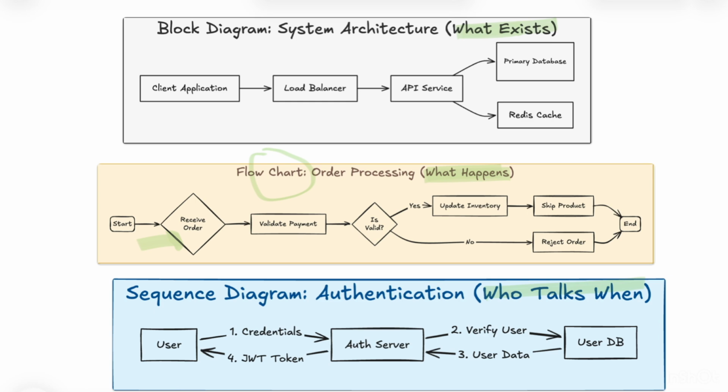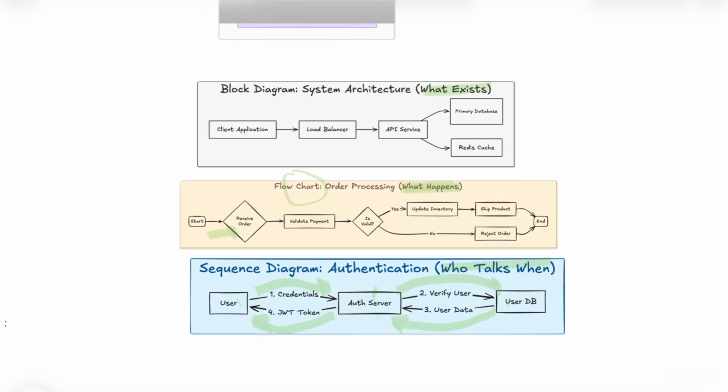And in the sequence diagram, in this example, we can see that the user service talks with the auth server. It provides the credentials and gets back the JWT token, while the auth server talks with the DB, which verifies the user data using the database.